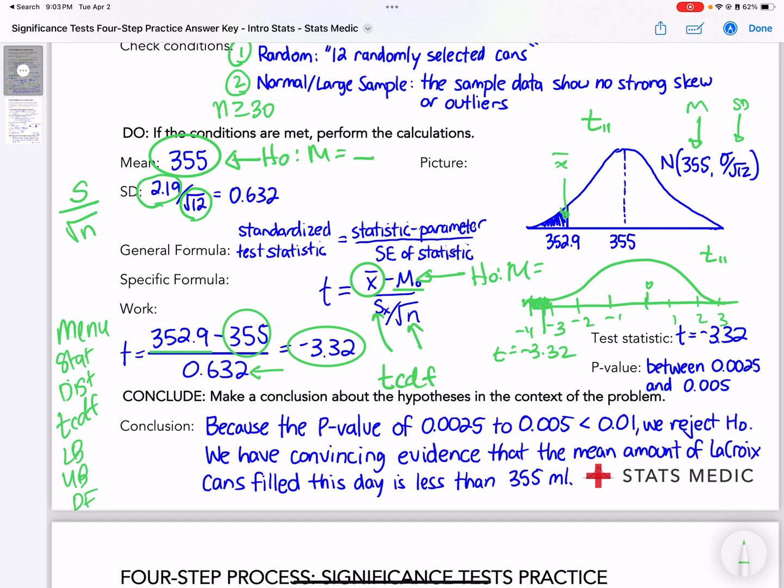The lower bound is the most left shaded area, and for this, the most left shaded is all the way to infinity, so I have negative 9999. Upper bound is the most right shaded, and the shading stops right here at negative 3.32. And the degrees of freedom is going to be n minus 1, and so that's going to be 11, because n is 12. And so when you do this, you get a p-value of 0.004, I believe.